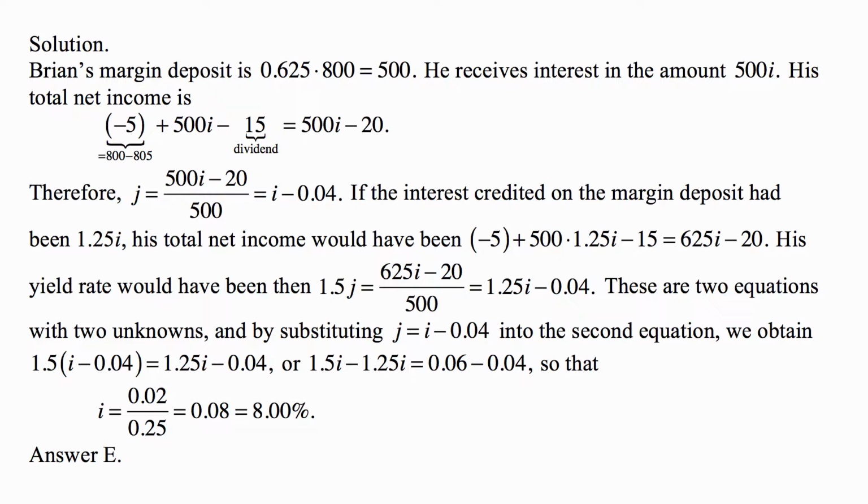So we substitute J equal to I minus 0.04 into the second one, and what we get is an equation in which I is the unknown: 1.5I minus 1.25I, which is 0.25I, equals 0.06 minus 0.04, which is 0.02. So I is 0.02 over 0.25, which is 8%, and that's answer E.